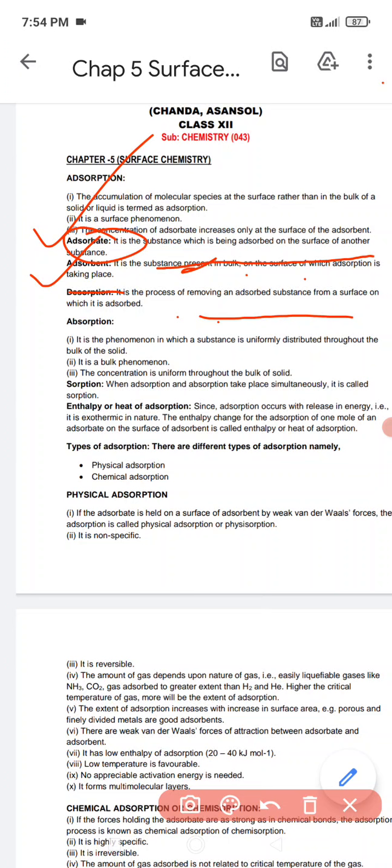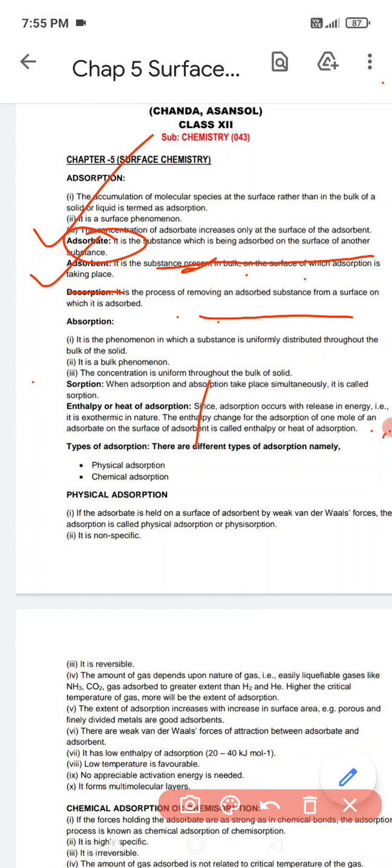So if I want to tell you what adsorption is, it is a phenomenon in which the accumulation of molecular species takes place at the surface rather than in the bulk of the solid or liquid. It is a surface phenomenon, and the concentration of the adsorbate increases only at the surface of the adsorbent.